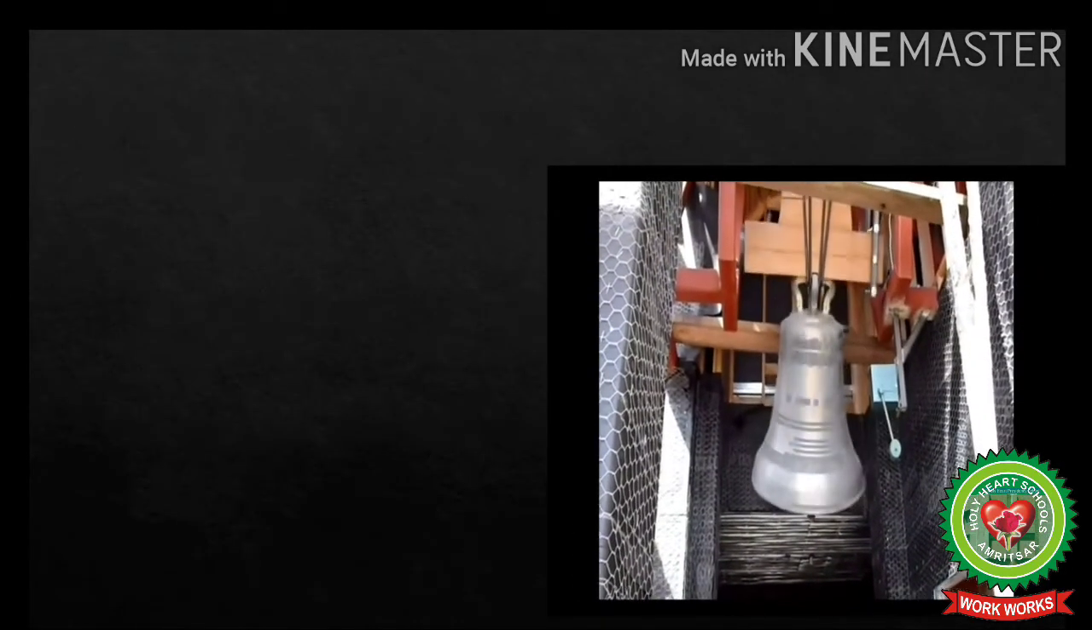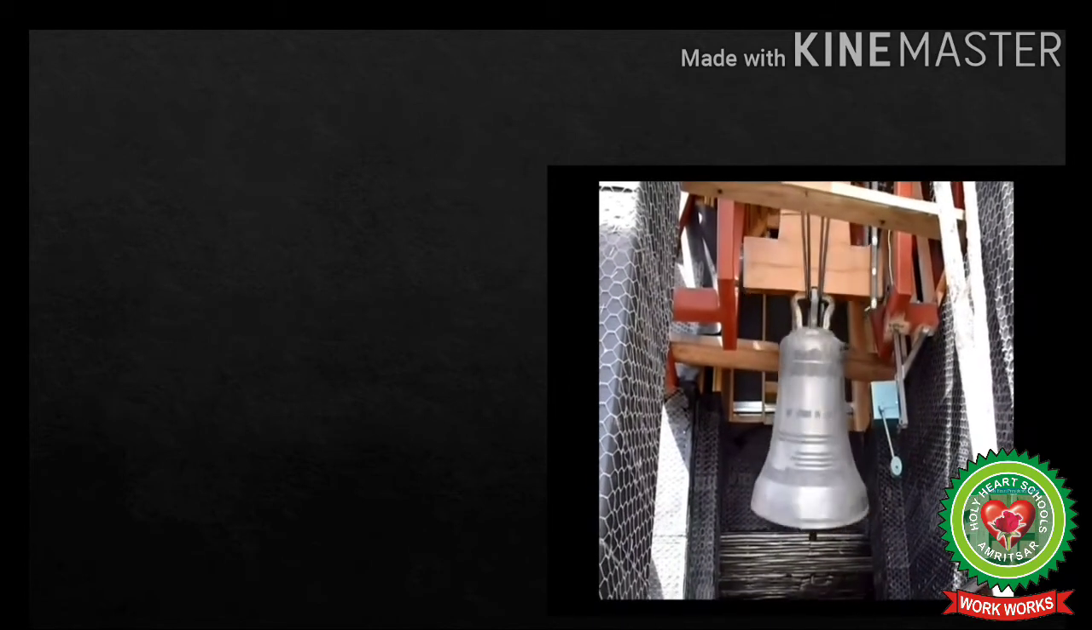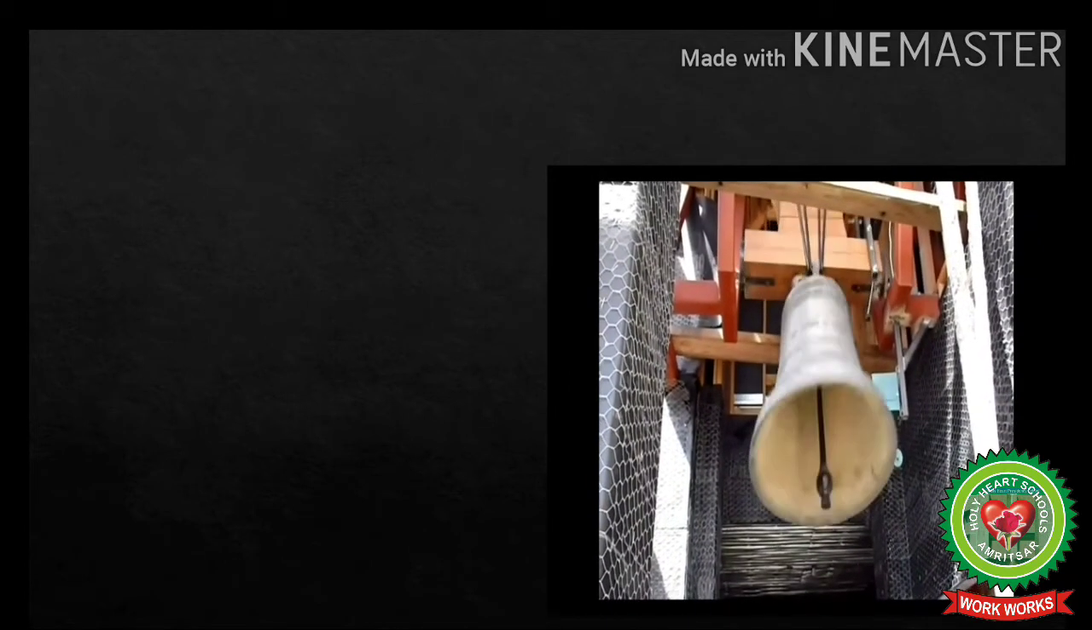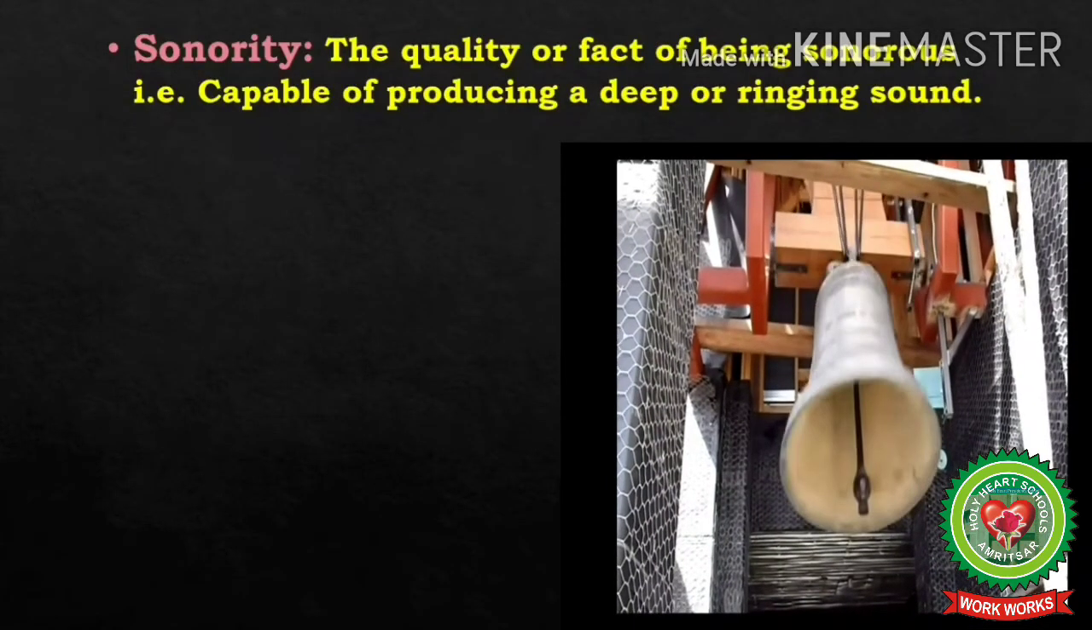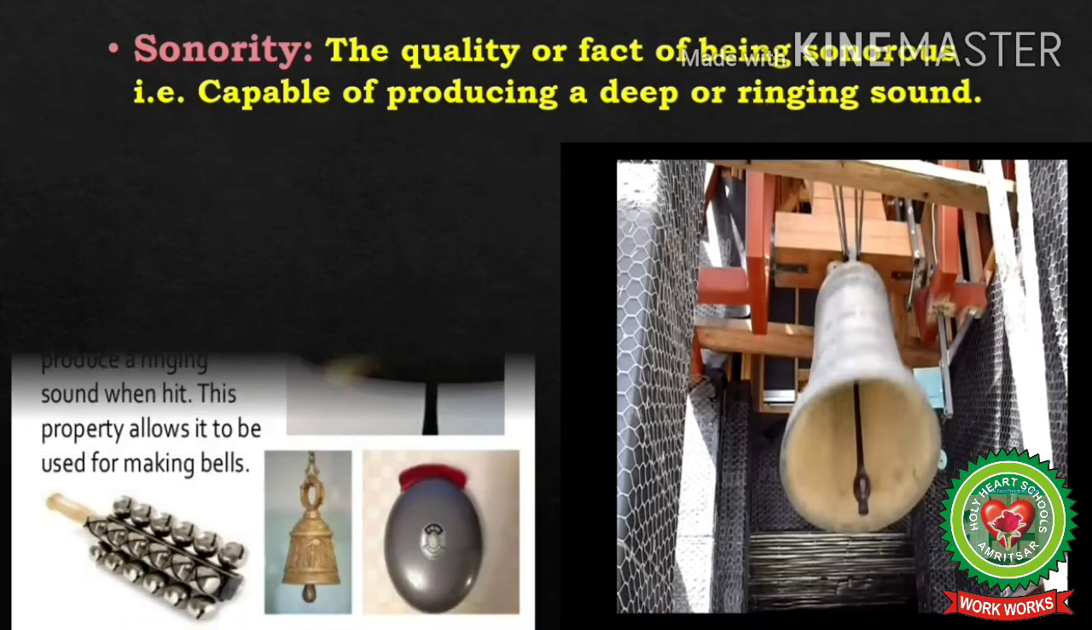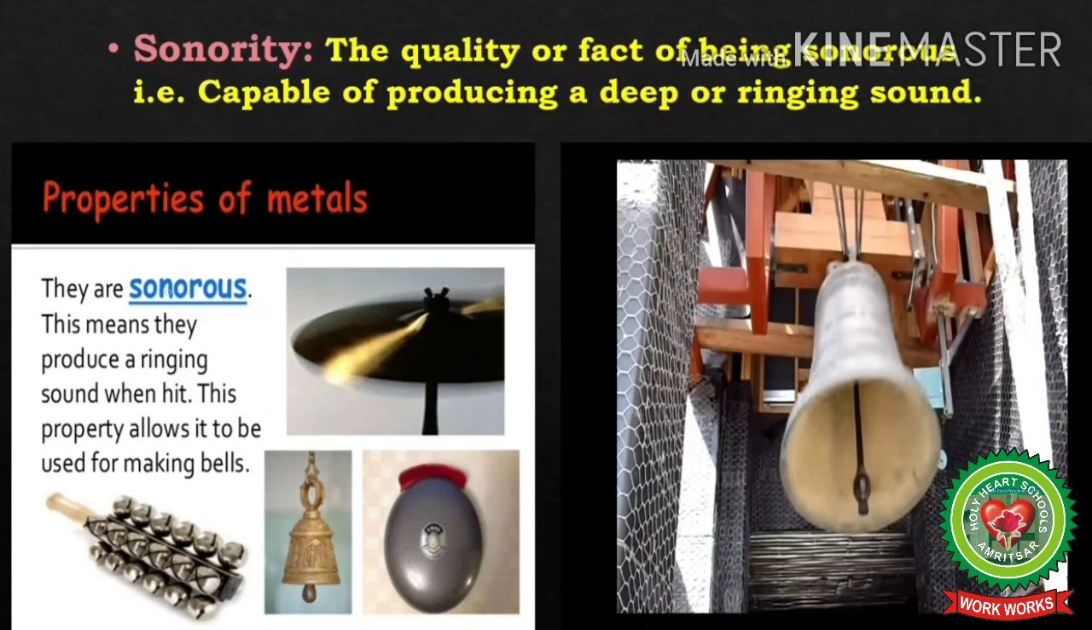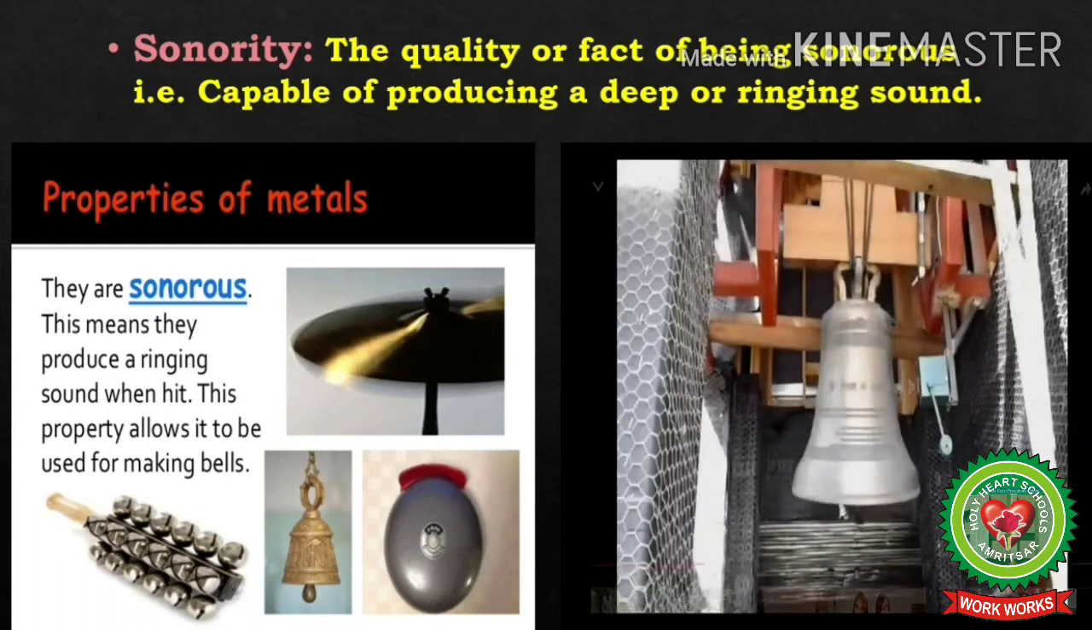Now students, you can see that this bell is ringing. What is this bell made up of? Is it made up of wood or is it made up of any plastic? No, this bell is made up of metal and it produces a ringing sound. So this quality or fact of being sonorous, that is capable of producing a deep or ringing sound, is called sonority. It is basically the property of metals. So for this reason, metals are used for making bells.